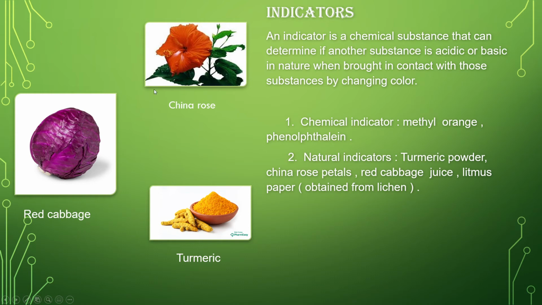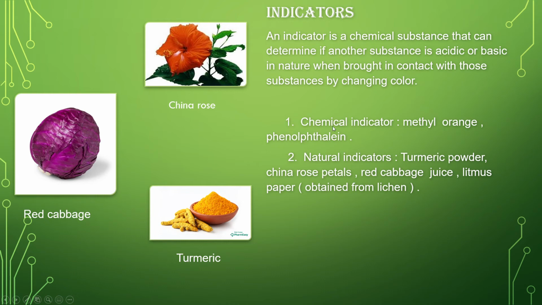What do you mean by an indicator? Any indicator is a substance which, when added to another substance, changes its own color and shows that the other substance is acid or base. That means if we add some juice of red cabbage to any substance, and I don't know whether it is acidic or basic, then it can change its color, or maybe it will be colorless, so that we can confirm that the given solution is acidic or basic in nature.